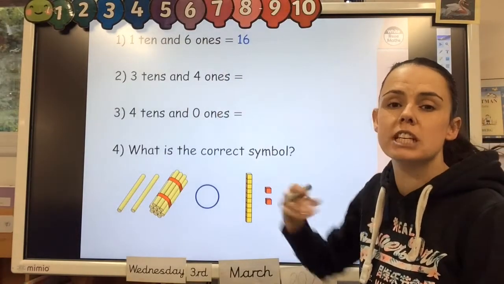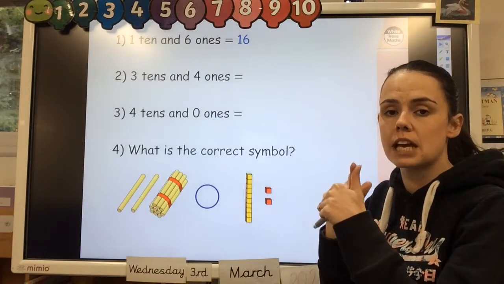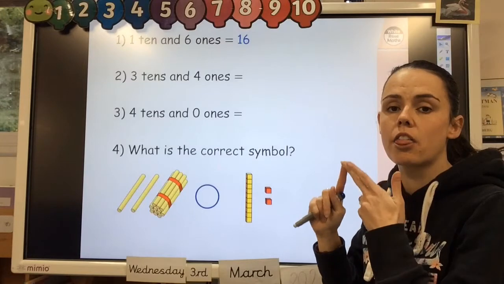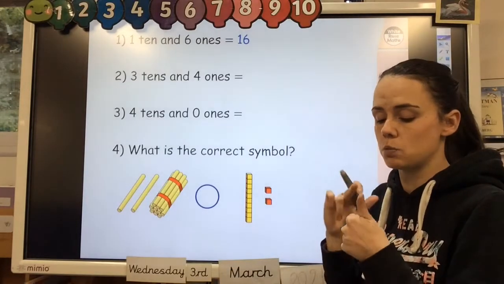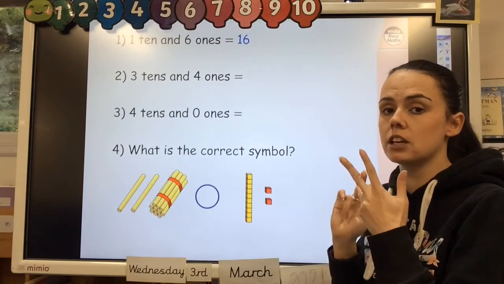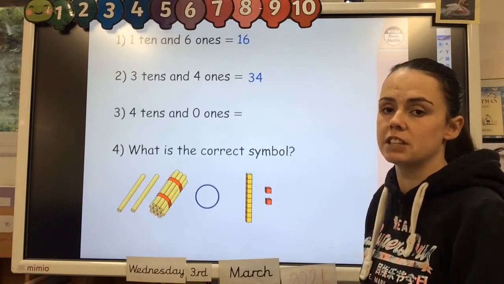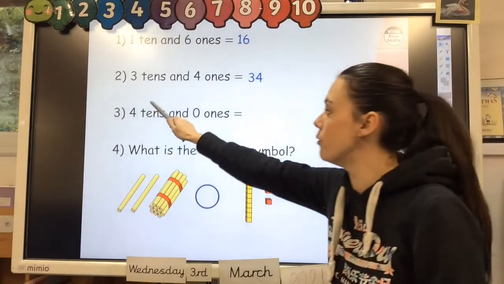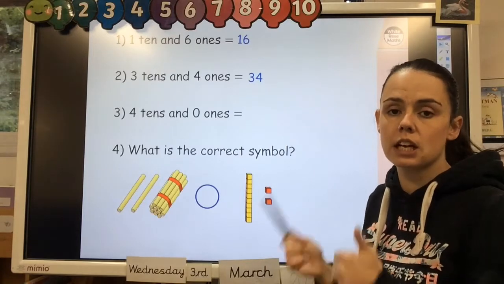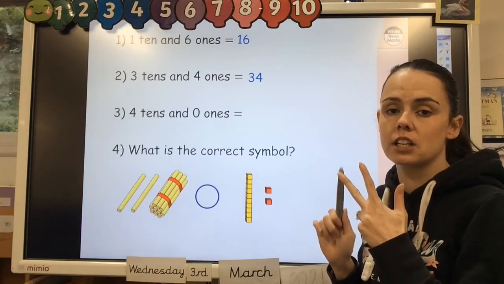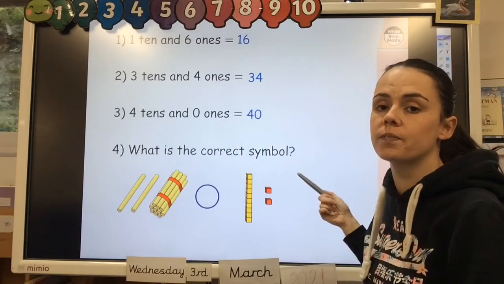3 tens and 4 ones. Okay, so what's 3 tens? If 1 ten is 10, 3 tens must be 10, 20, 30. Now we're going to add on 4 ones, so 31, 32, 33, 34. 3 tens and 4 ones is 34. Here we've got 4 tens and no ones. So what's 4 tens? 10, 20, 30, 40. And no ones just makes it 40.